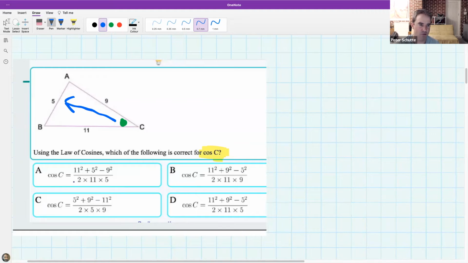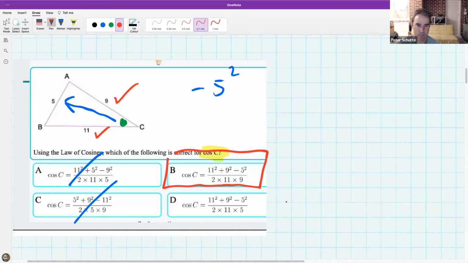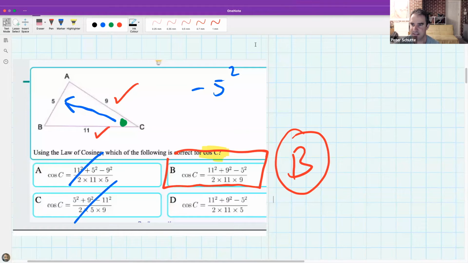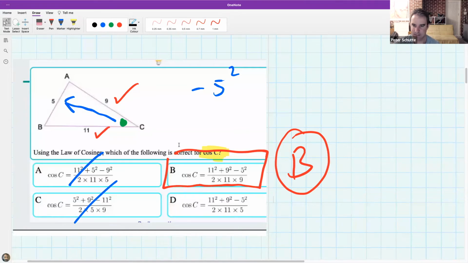So I think straight away I know it can't be these two, because I'm looking for a minus 5 squared. And I see it could be these, but then I know at the bottom, I need to have the two sides that are not opposite the angle. And so the correct option is going to be B. That is the correct option. Nicely done, my people. Nicely done.